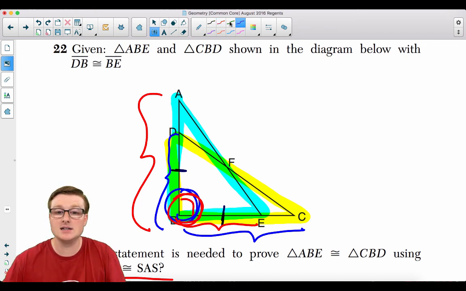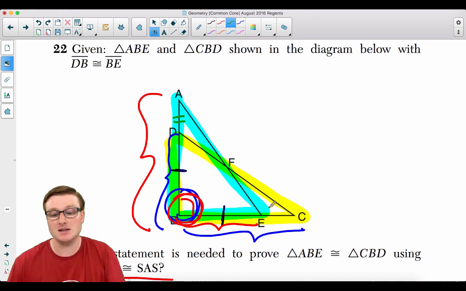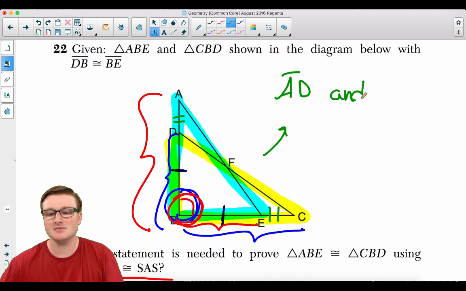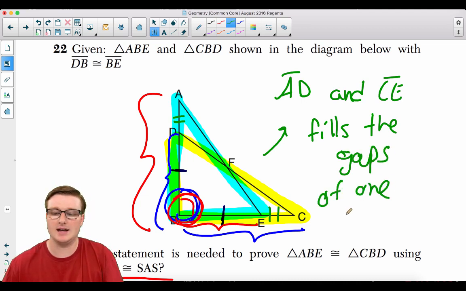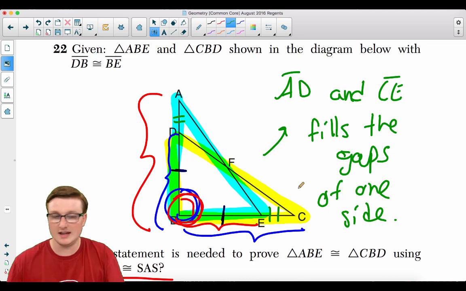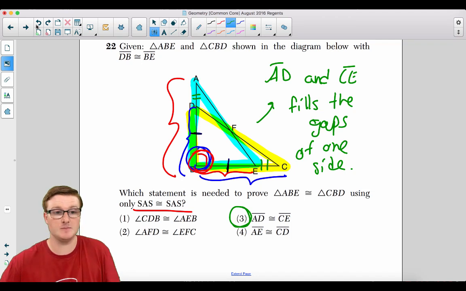So we need, in order to prove these 2 triangles by side angle side, we need AD to be congruent to CE, because AD and CE fill the gaps of one side. So that's all we need to prove these triangles to be congruent. So therefore your answer is going to be choice 3 for question number 22.